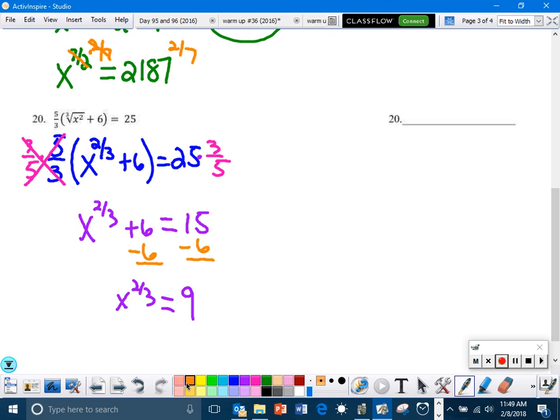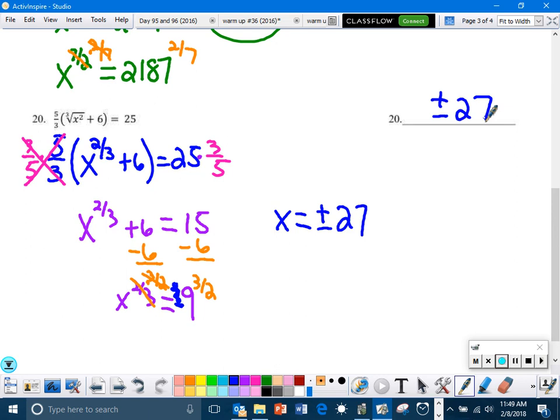Now we can get rid of the 2/3, so we're going to do 3/2. And we end up with x equaling, whoops, I forgot to put a plus and minus in front of that 9. When I take 9 to the 3/2, I need to make sure I put a plus and minus in front of that answer, and that would be 27. So the answer is positive or negative 27. Watch out for that, because if you miss half of the answer on the test, you will lose half the points.